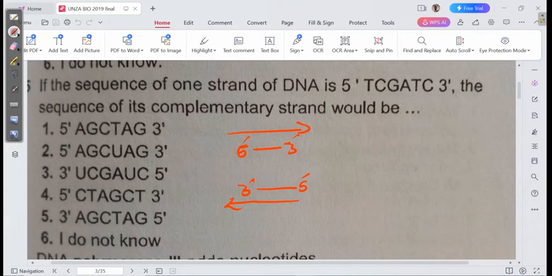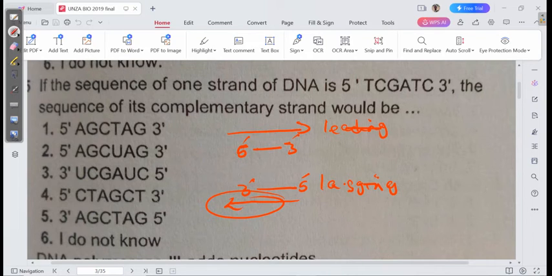Because it is in reverse. But the direction will always follow 5 to 3. I don't know if I've answered your question. Yes, sir, you've answered, and thank you. You're welcome. So we have this question now.